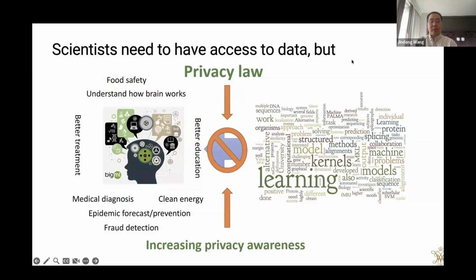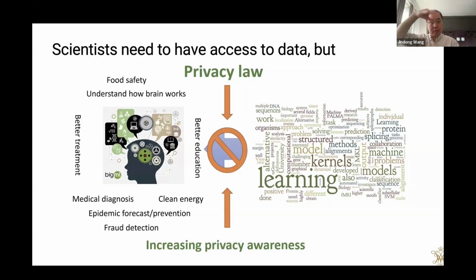Okay, and the scientist needs to have access to data, but on the very top end, there is privacy law. We have different privacy regulations that prevent you from directly accessing private data. But from the bottom, there is people's increasing awareness of privacy, as people pay more and more attention, especially the younger and younger generations. They learn a lesson at school. They know privacy is very important, so they pay more attention. Between the law and the increasing privacy awareness, we do something. So that's what scientists can do. You cannot break the law, and you cannot just offend people by intruding on their privacy.